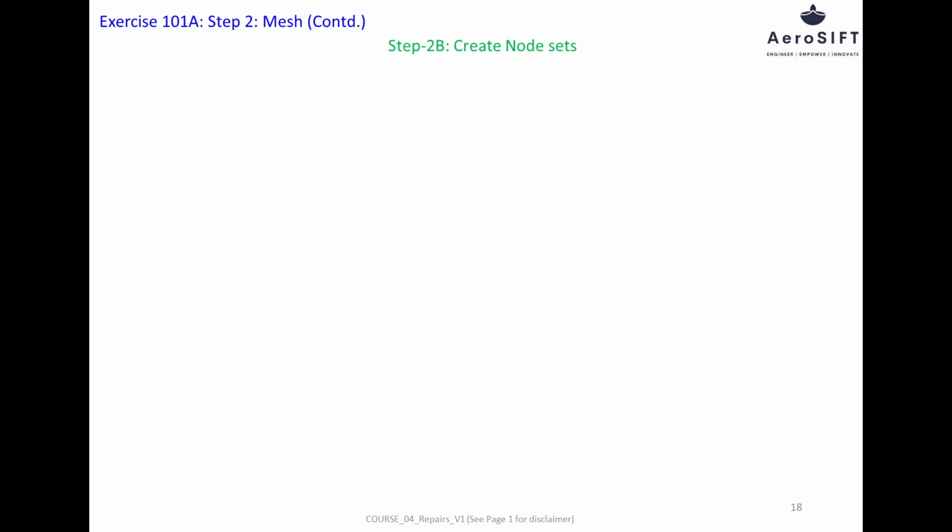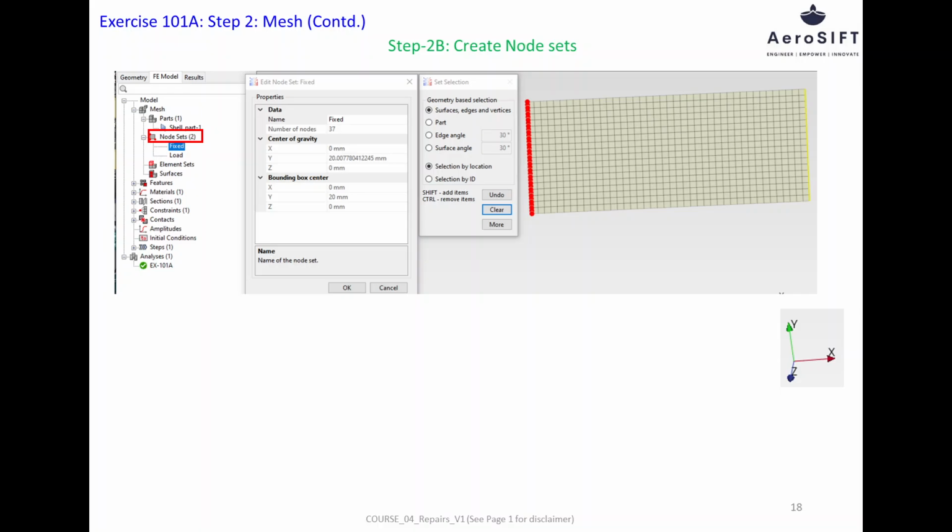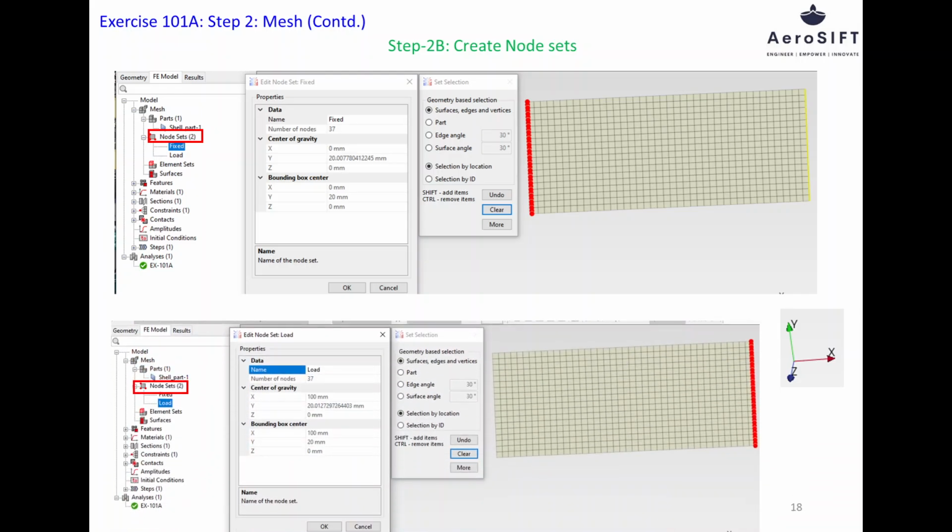In this example, two node sets are created, one named Fixed for the constrained edge, and another named Load for the edge where the force will be applied. Here we select nodes on the mesh using the Selection panel, choosing geometry-based selection such as surfaces or edges, then define the name for each node set in the Edit Node Set dialog. The number of selected nodes, the center of gravity, and bounding box values are automatically displayed. After naming each set appropriately, clicking OK confirms their creation.